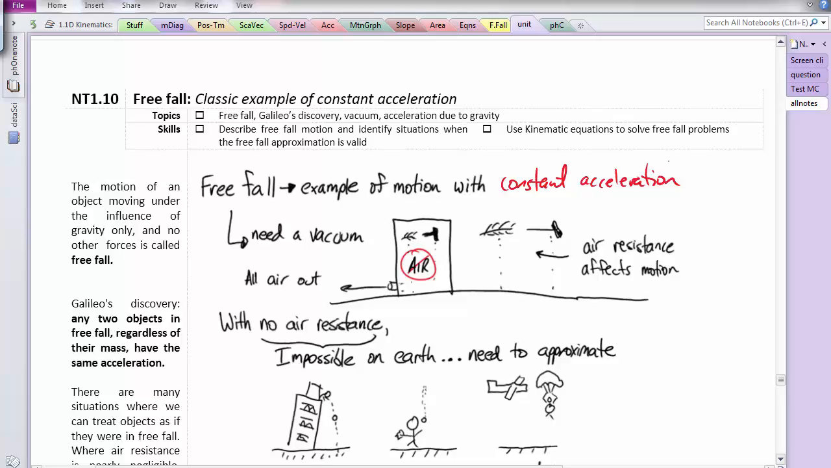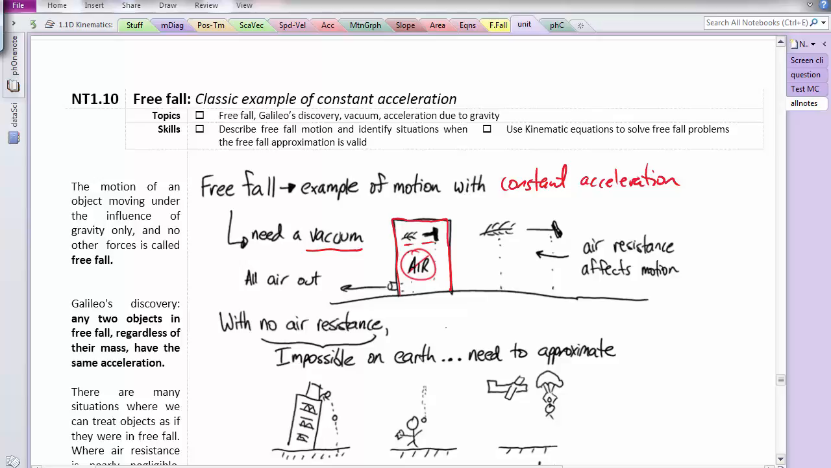To have perfect free fall, we would need a vacuum. A vacuum is a chamber that has no air resistance. And if you took a feather and a hammer with no air inside and you drop them, they would land at the same time.